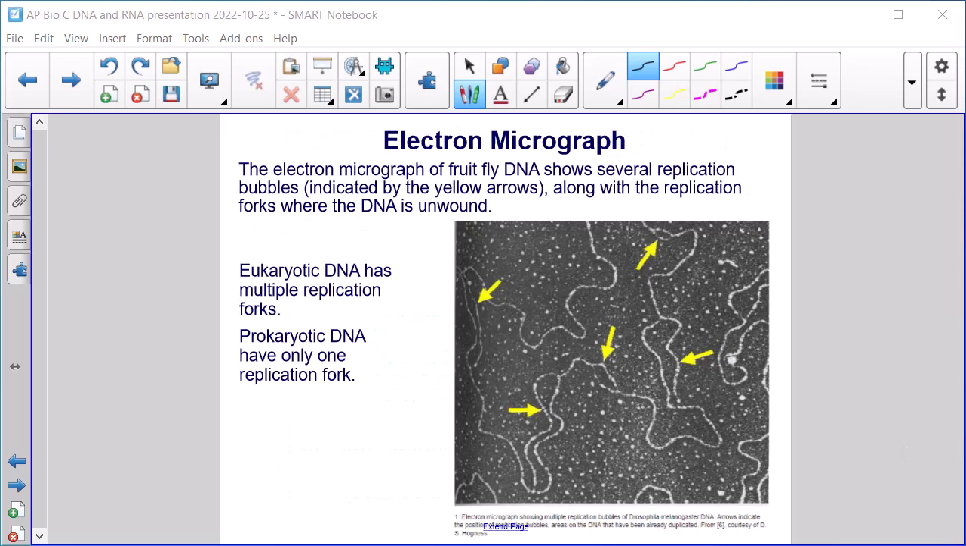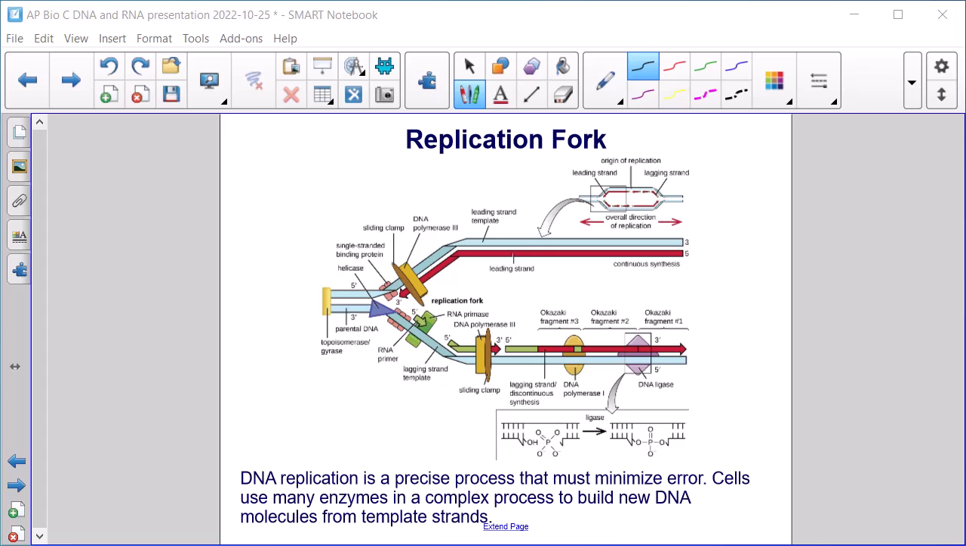The electron micrograph of fruit fly DNA shows several replication bubbles, indicated by these yellow arrows. You can see the bubble here, here, here, here, and here, along with the replication forks, so you can see them at either end, where the DNA is unwound. Eukaryotic DNA has multiple replication forks. Prokaryotic DNA has only one replication fork. We're going to spend a few slides now zooming in on what happens at this replication fork.